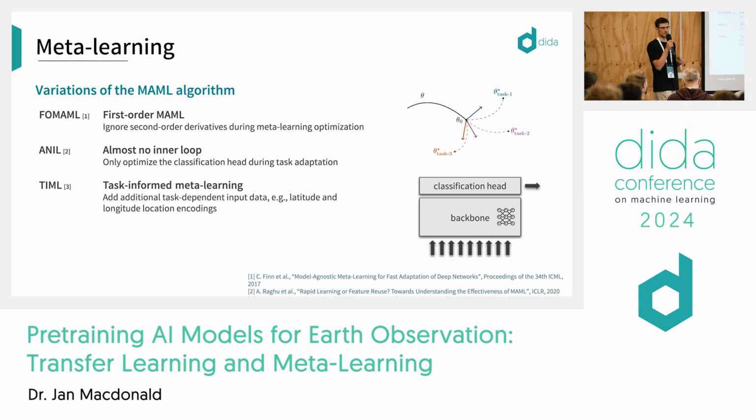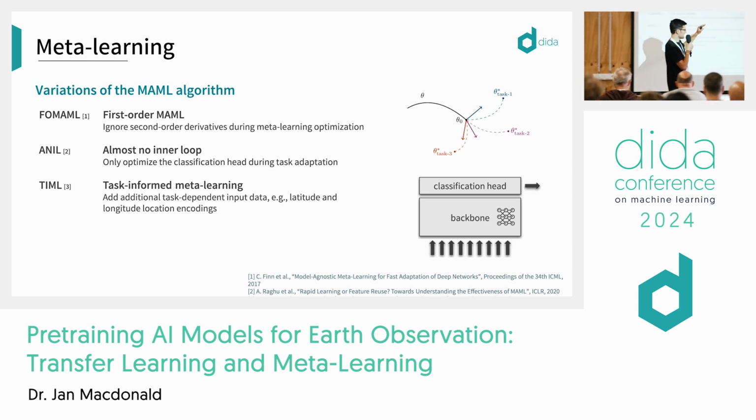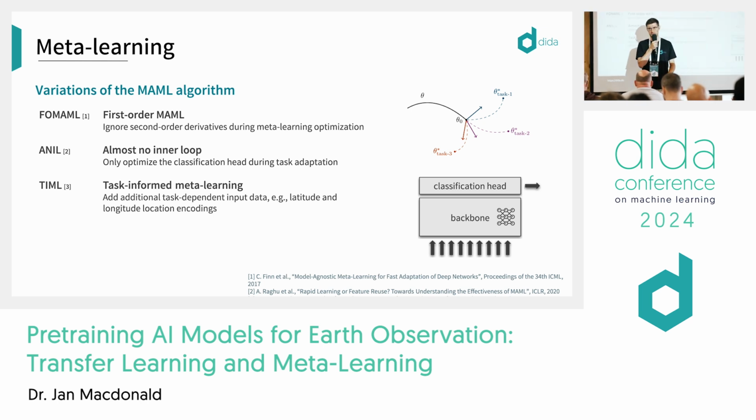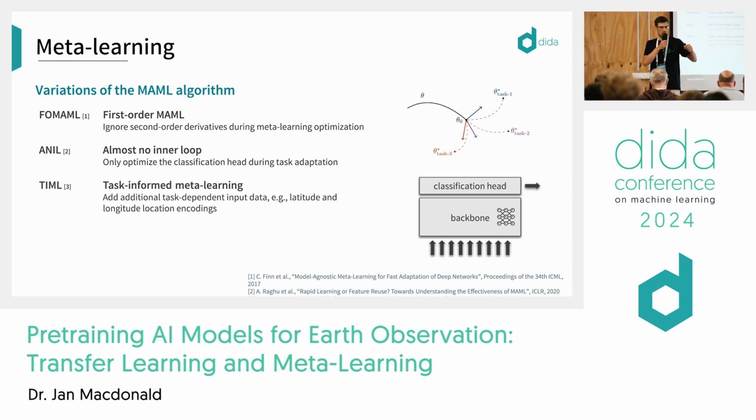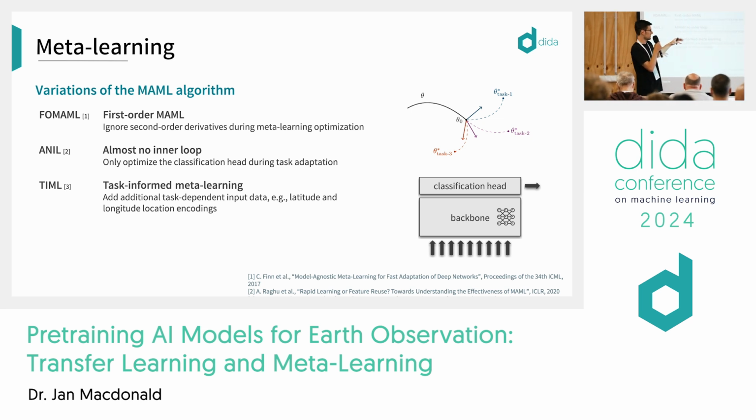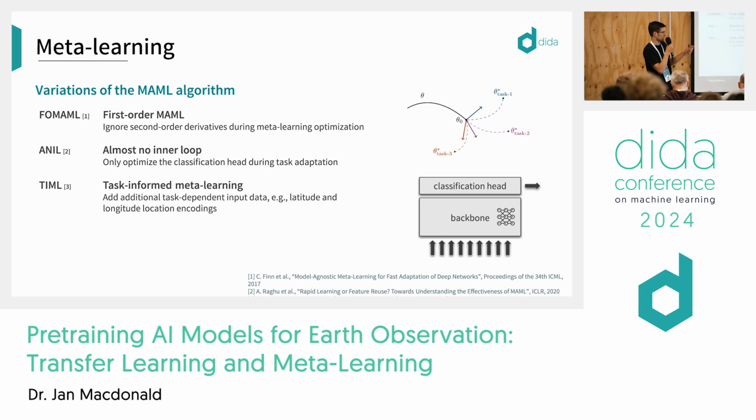The next one is ANIL, almost no inner loop. This comes back to the separation into a model backbone and classification head that I mentioned before. ANIL says that mostly the classification head will be responsible for adapting to the individual tasks. So why don't we just say that during the task adaptation, so during all of these dashed lines, we completely freeze the backbone? We don't allow it to change, and only update the classification head. And then only after aggregating these directions where we should move the initial parameters, theta 0, only then do we allow the backbone to change as well.